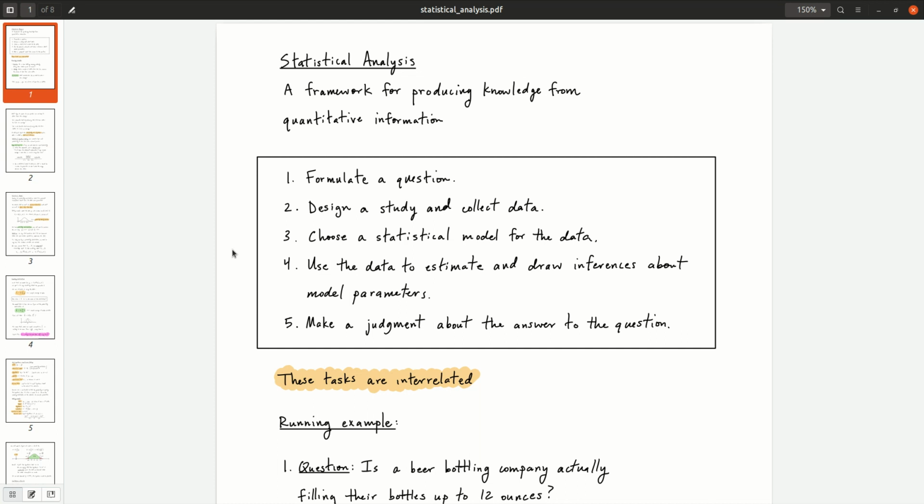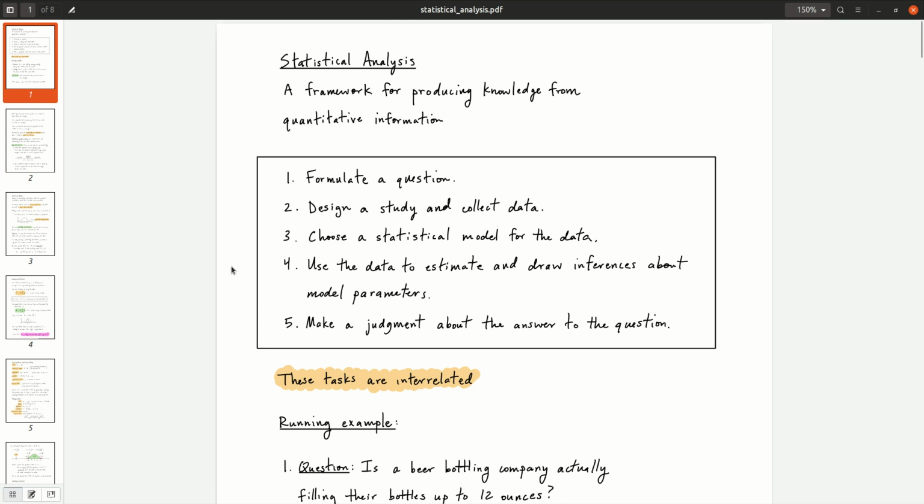So I'm defining a statistical analysis as a framework for producing knowledge from quantitative information. And here's how I see the framework works. There are these 5 steps. The first is to formulate a question. The second is to design a study and collect data. The third is to choose a statistical model for the data.